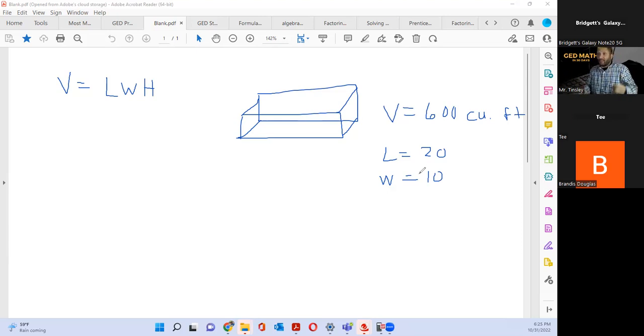First of all, identify your givens. You know what the volume is. You know what the length is. You know what the width is. How can I change this formula to solve for H? What do I need to do? Divide by length times width, under L and W. So whatever I do to one side, I do to the other side. The two L's cancel. The two W's cancel. We get H is equal to volume divided by length times width.